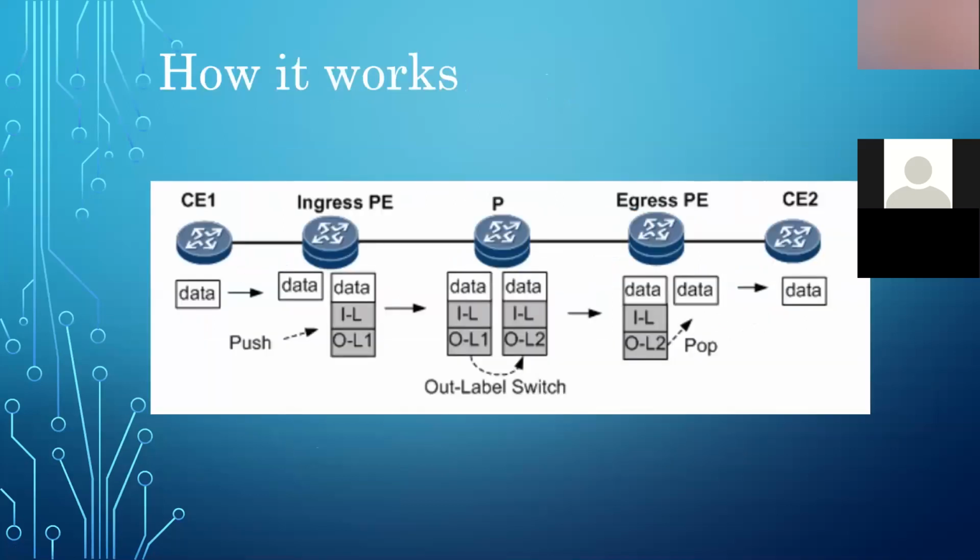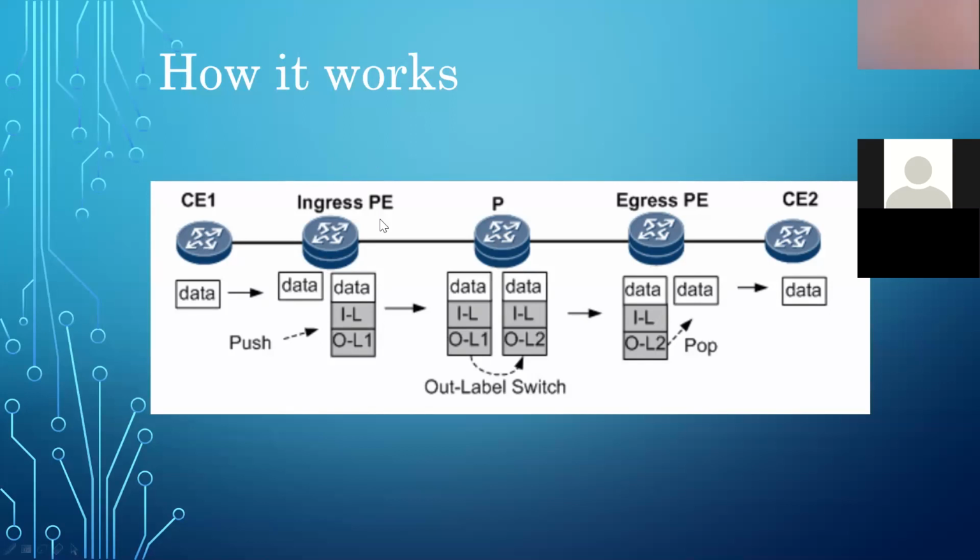Here is how it works. As you can see, CE1 sends an IP packet, that means the VPN packet, and it will reach the ingress PE. This is PE1. PE1 will check the packet that is received from CE1 and search for its corresponding VPN instance on the VRF table. There will be a VRF table because the VPN instance will be created here.